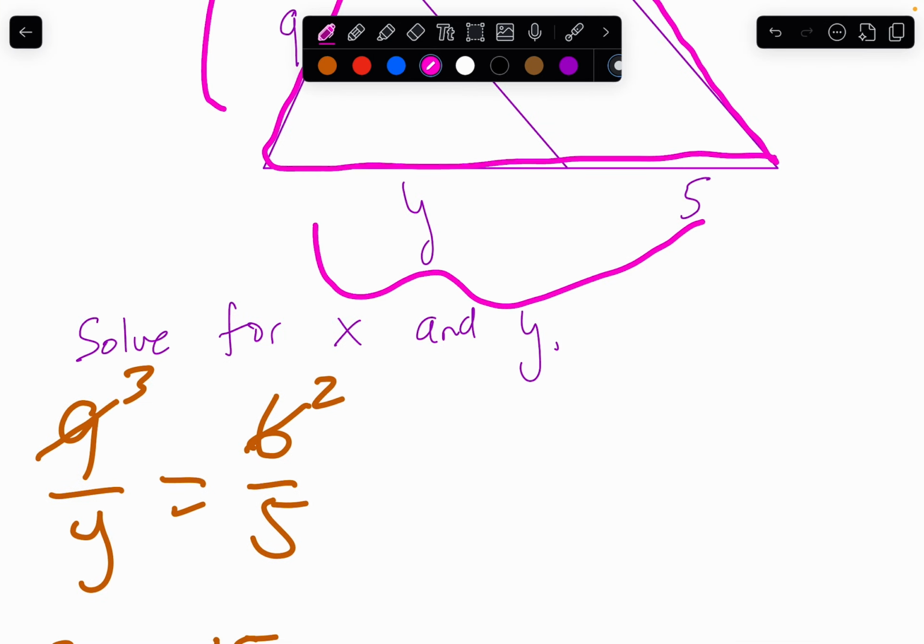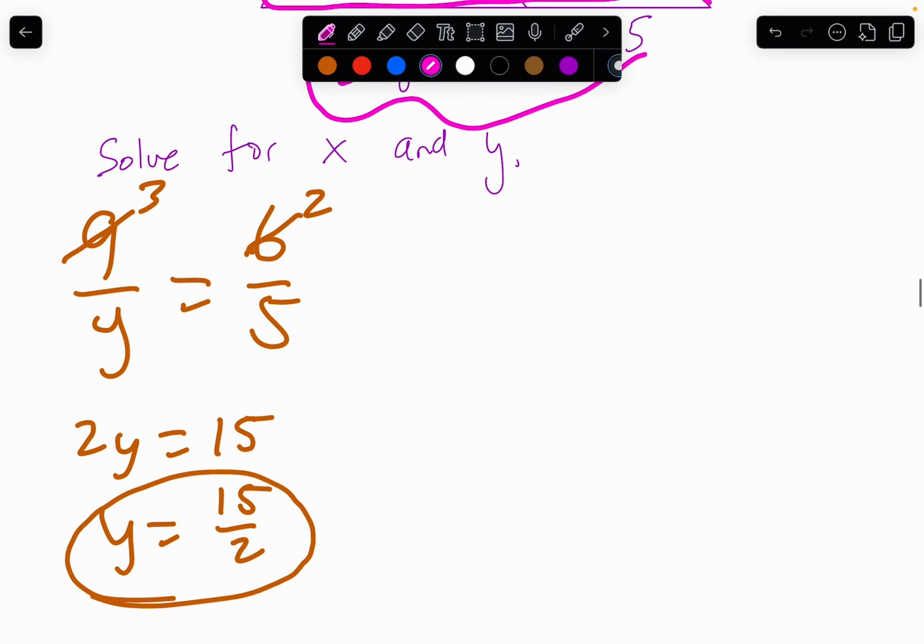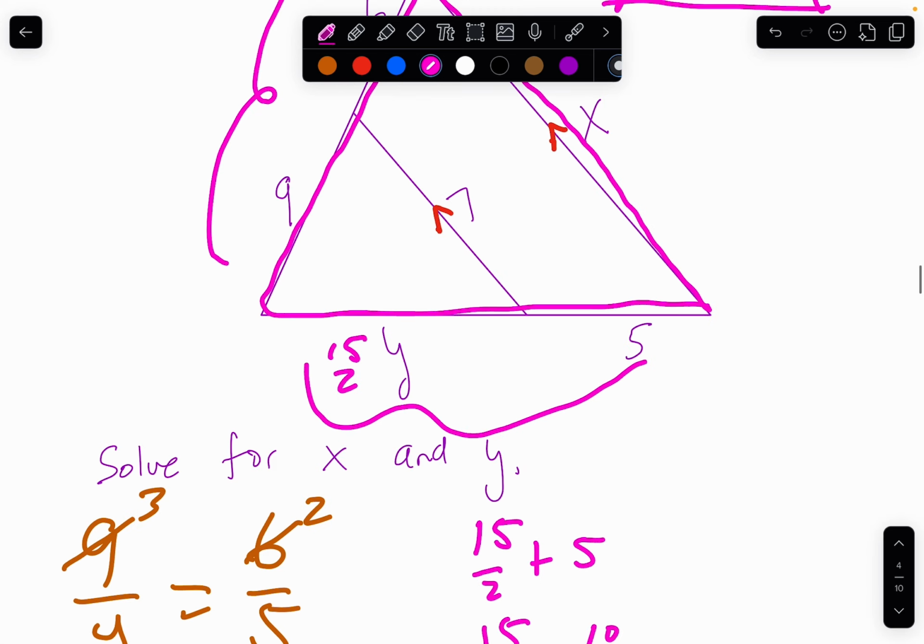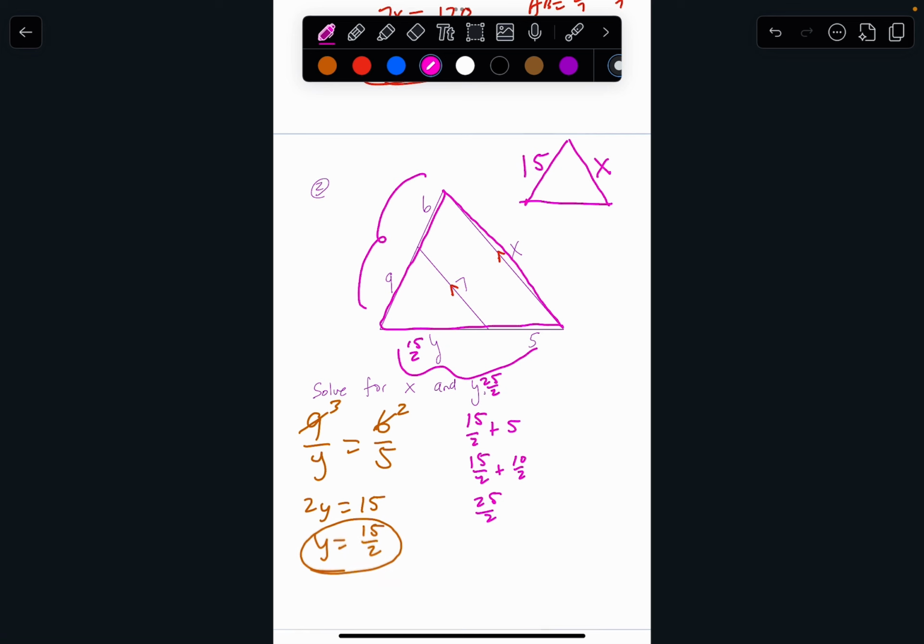We just said y is 15 over 2. So I have to, real quick sidebar, I need to do 15 over 2 plus 5. So that would be 15 over 2 plus 10 over 2. So that would be 25 over 2. So this side would be 25 over 2. All right. So we've got lots of good stuff going on here. Love it.